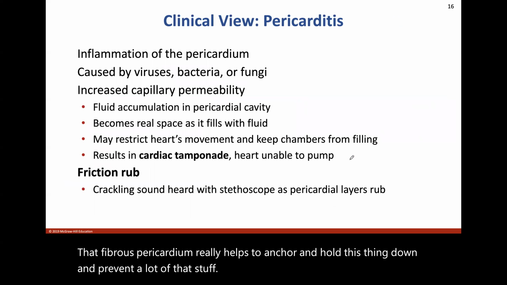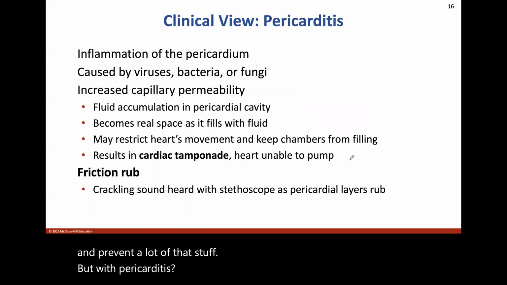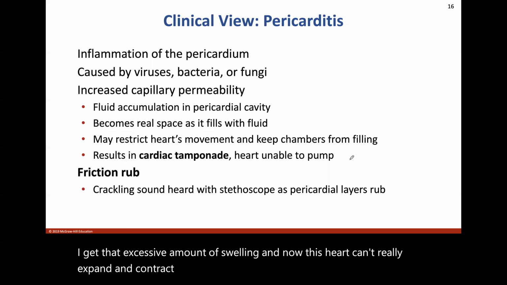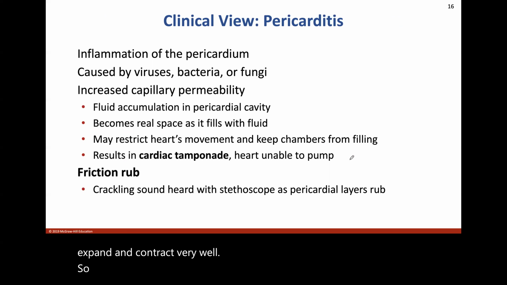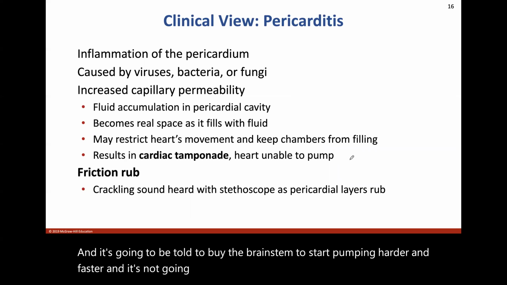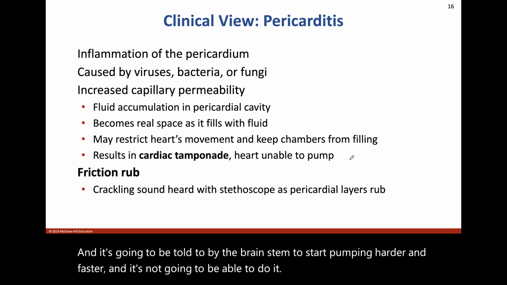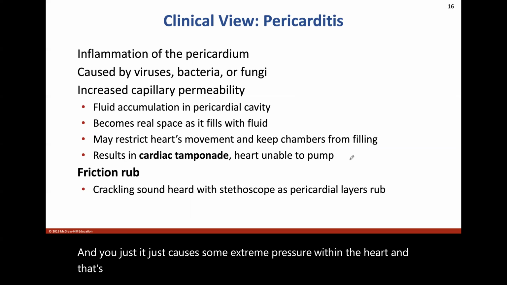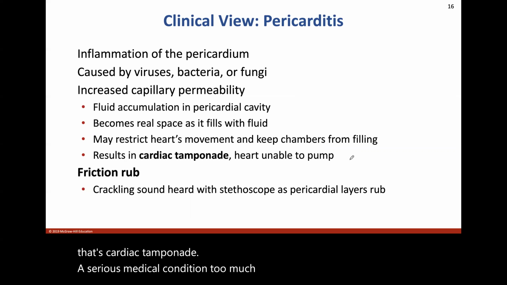But with pericarditis, I get that excessive amount of swelling, and now this heart can't really expand and contract very well. So the heart is not an effective pumper. And it's going to be told by the brainstem to start pumping harder and faster, and it's not going to be able to do it. And it just causes some extreme pressure within the heart, and that's cardiac tamponade, a serious medical condition. Too much pressure in the heart.